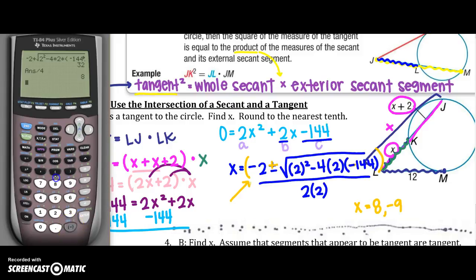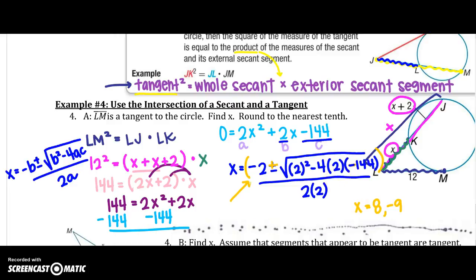So I'm going to start again, negative 2 minus this time, because we have to do 2 equations in this instance, square root of 2 squared minus 4ac, and then I'm going to push enter, and I'm going to divide it by 4, which would give me my negative 9. So back over here, because I don't want a negative length, my answer would then be just 8.